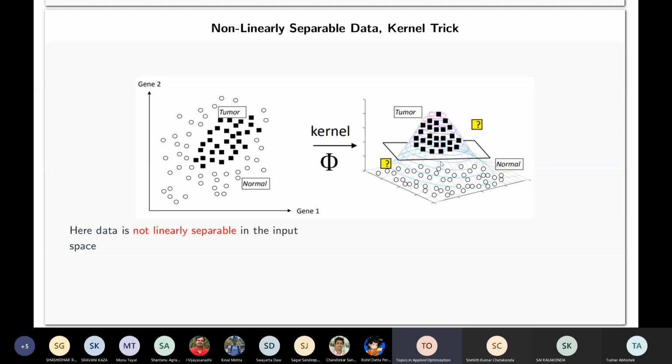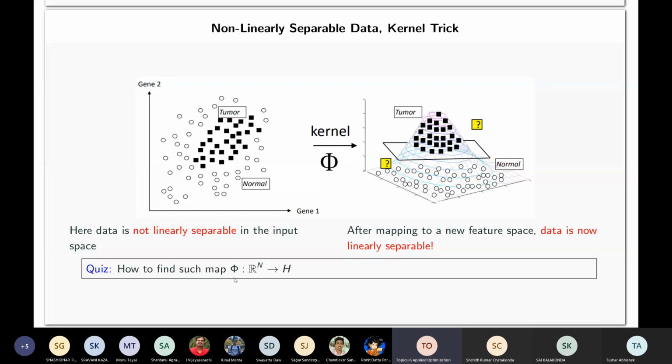So on the left, the data is not linearly separable in the input space. So that's our input space. We want to do a transformation into some output space where it is indeed separable. In this picture, that's what we saw. So how do we find such a map phi that will do something like this?